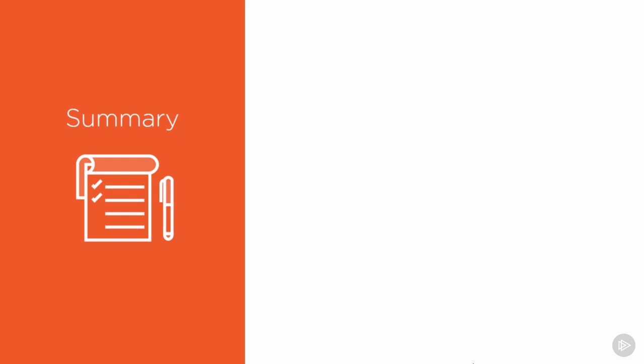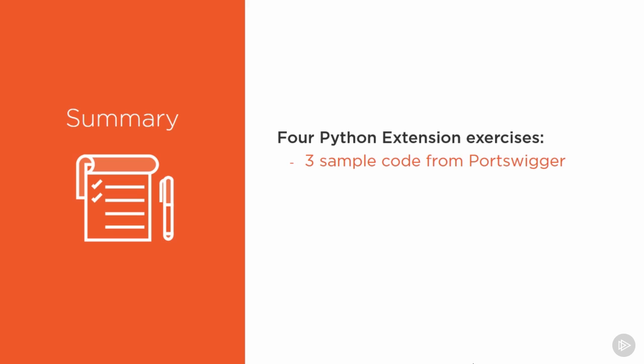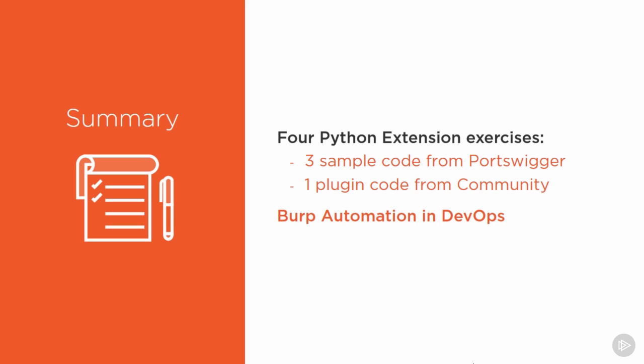So in this module, you had to do 4 Python extension exercises. 3 of those were from some sample code from Portswigger, and 1 was a plugin from the community. In our next module, we're going to look at how Burp automation can be used in the DevOps lifecycle.